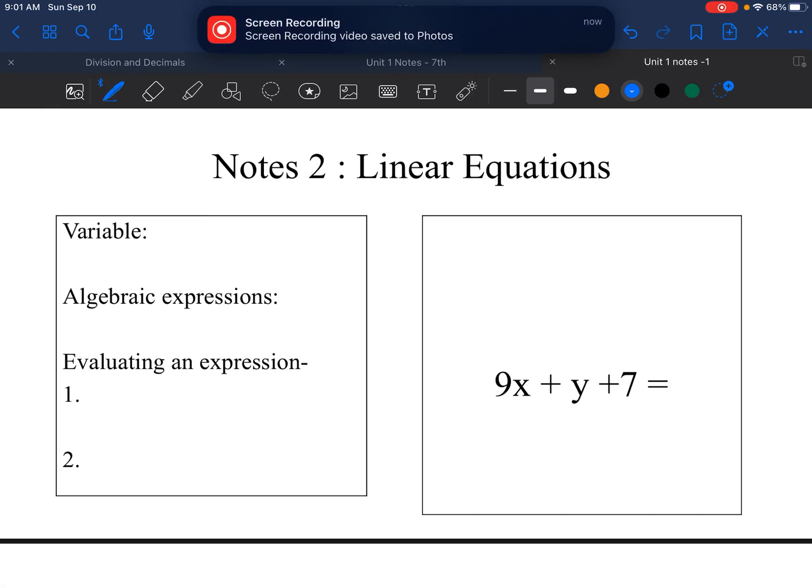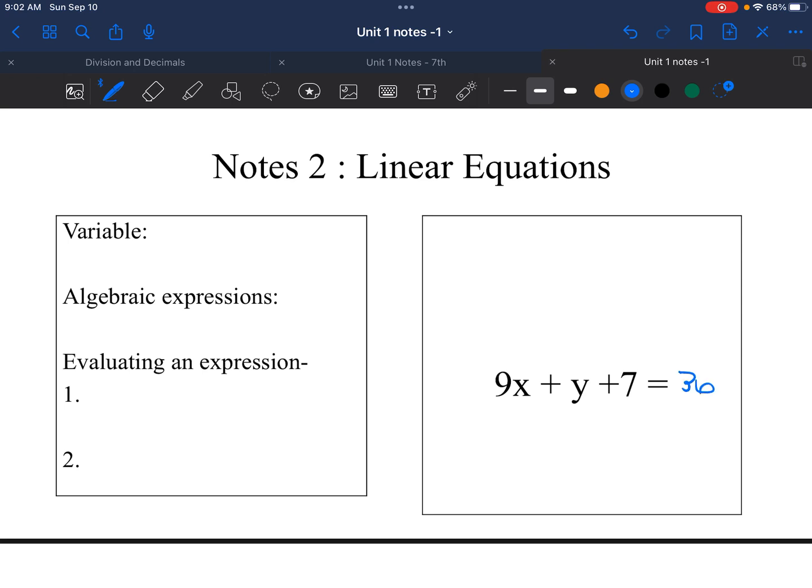Okay, we're quickly going to get into a very brief description of linear equations. I know that you guys have done this in your previous math classes before. That's why we are doing this quickly. We're just going to take a look at this example over here: 9x plus y plus 7 is equal to 36. It can be any number. This is what we call a linear expression.